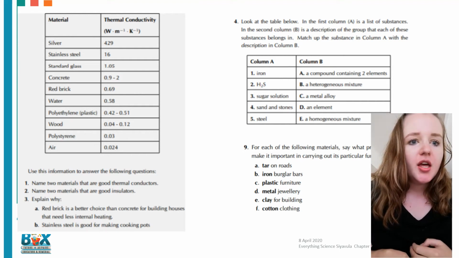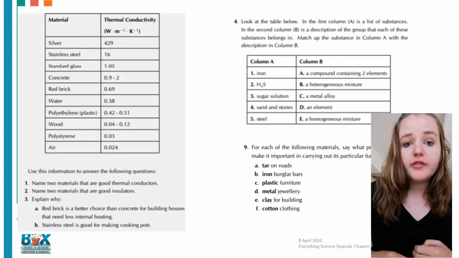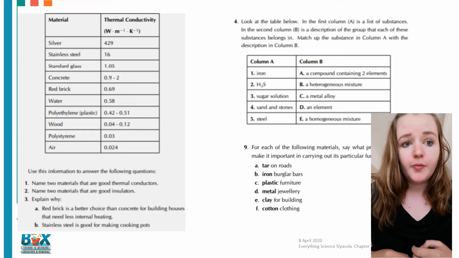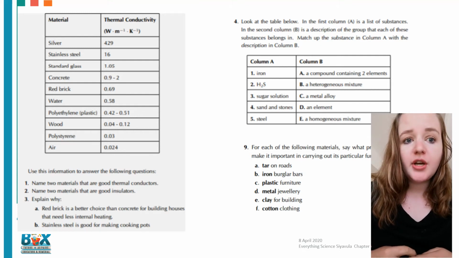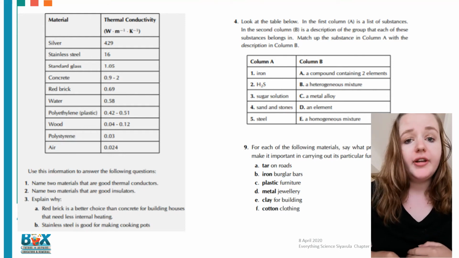So name 2 materials that are good thermal conductors. So they've given you the thermal conductivity, so you would obviously choose the 2 that have the highest. So that would be your silver and your stainless steel. Then the next question is name 2 materials that are good insulators. So that would be the exact opposite. So that would be your polystyrene and A.